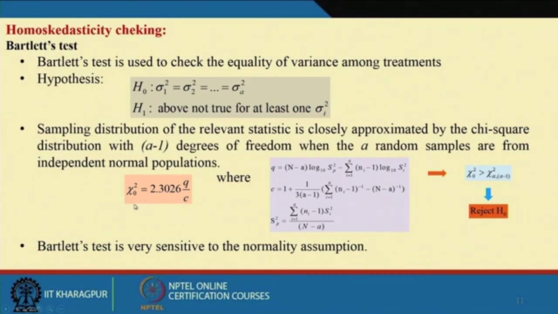Now the formulas for q and c are given. My request to all of you is to go through chapter 3 of Montgomery and find these formulas for q and c, because the other values are known if data is available to you. Then this quantity follows a chi square distribution with a minus 1 degrees of freedom; find the threshold at alpha, and accordingly do the test the way the hypothesis test is done. Okay. Thank you very much.